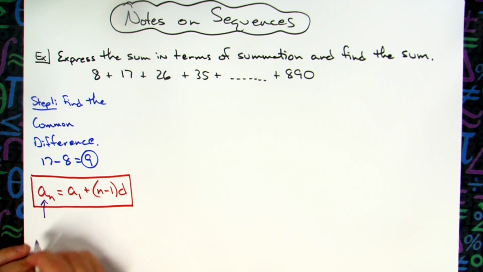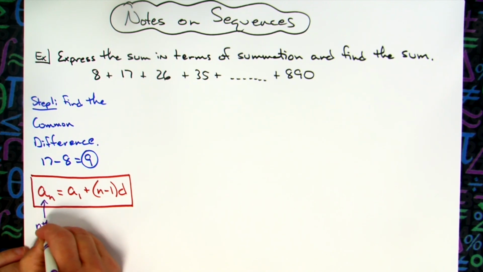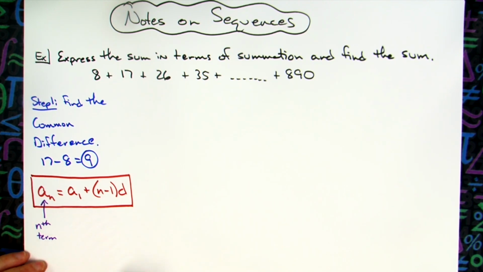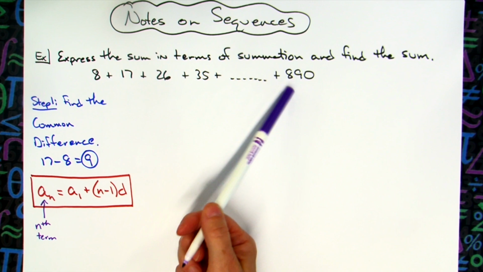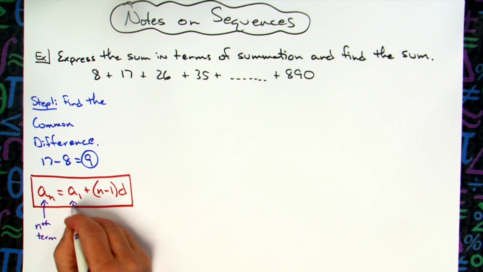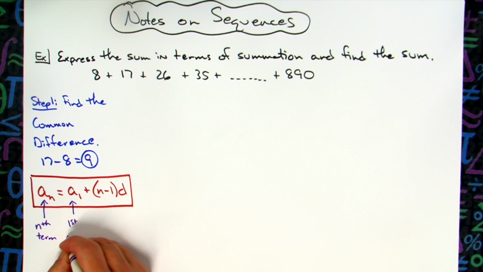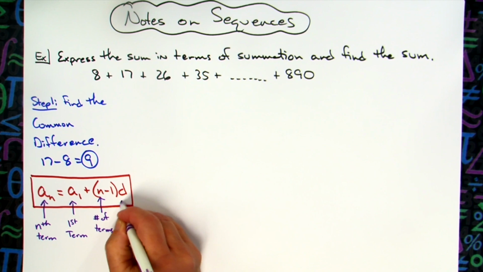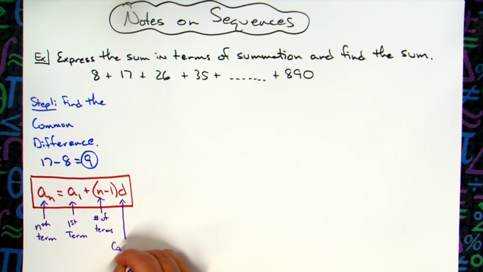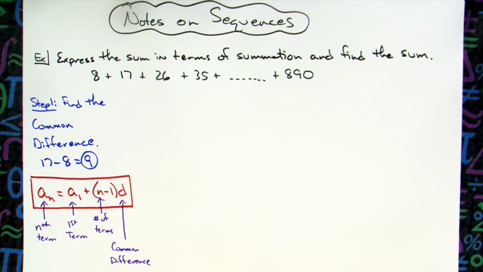This a sub n is going to be the nth term in our sequence, the last term there. The a sub 1 is our first term. n is the number of terms, and d is the common difference, which we already found to start with. So that's what the formula stands for.